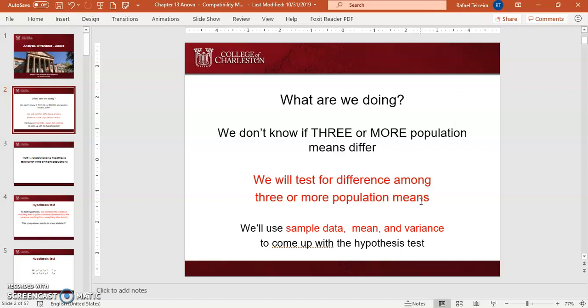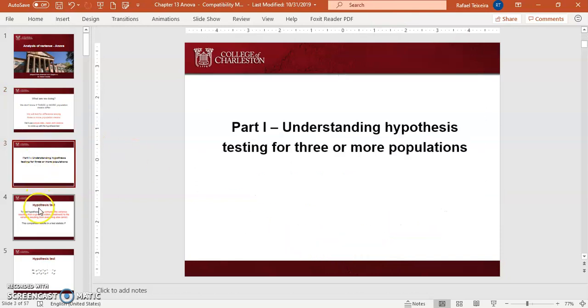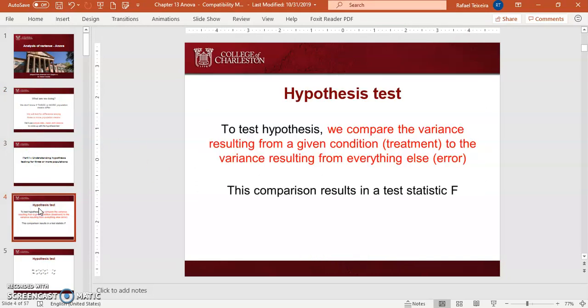Remember, in chapter 10, we were comparing two populations, the difference between their means. Now we have three or more populations and are comparing to see if they differ. As a reminder, we don't know how the population is, so we're going to collect data and use the sample data to get the mean and variance and come up with this test. So let's start with an understanding.